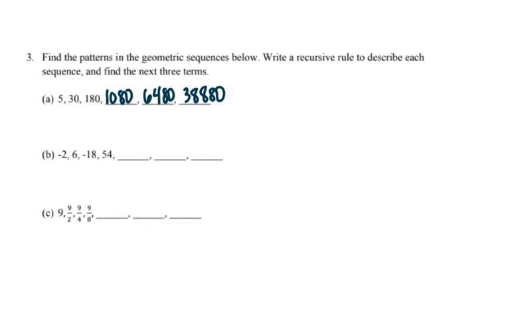So for this first one, the numbers get huge because what we're actually multiplying by is 6, which is a pretty big common ratio. And for the recursive for that one, we're going to say the first term, because remember, a sequence always starts with a sub 1, equals 5. And to get the next term, we simply multiply by 6. I'm going to put times 6.